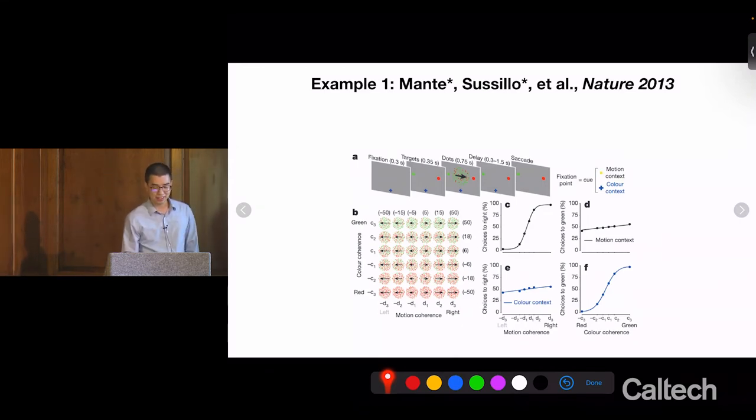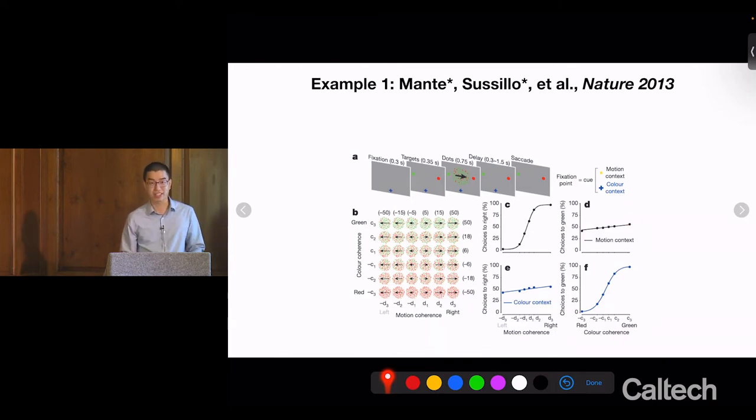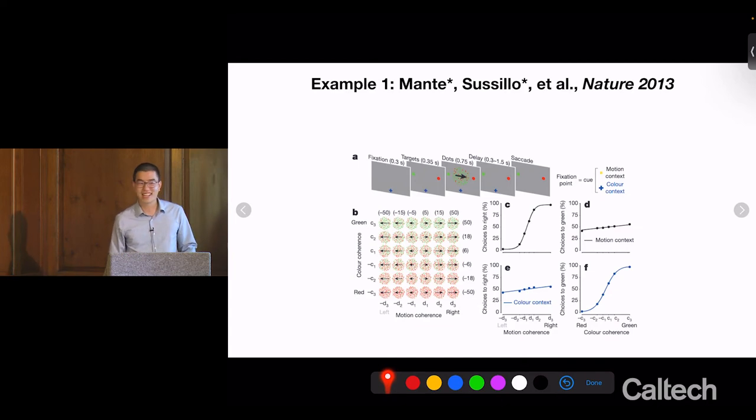Great. So motion context is these C and D panels. And you can see that across red to green colors, the monkey rarely chooses to move to the green, right? There's a small effect, but it shows that the monkey is largely ignoring the color context. Any other questions on the task?